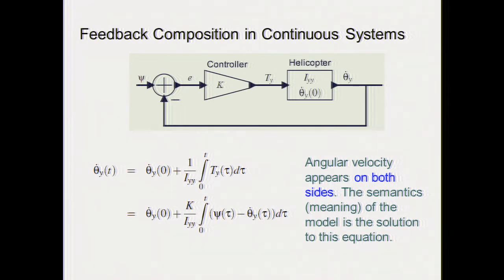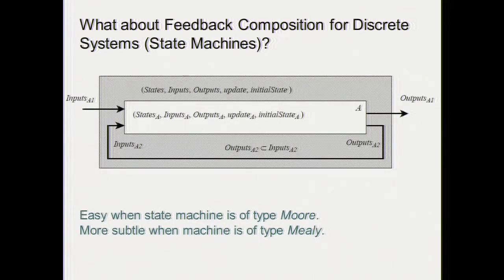But this is what the meaning of a feedback is: you simply feed back the output signal with respect to the reference signal, and you drive the system. Okay. Now, again, it is easy when the state machine is of type Moore, and complicated because it's Mealy, for the same reason. The derivative is equivalent to taking one step delay, call it.